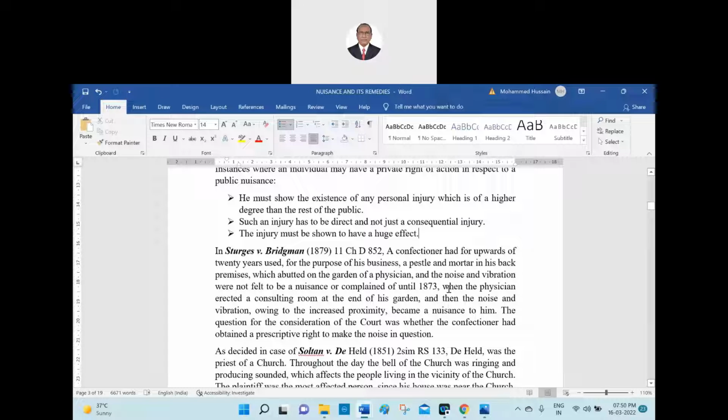Because when nuisance starts, this case law says, number 1, here a confectioner had for upward of 20 years used, who is a confectioner? A person who manufactures candies, chocolates, and such sweetened items is called a confectioner. And he is preparing the candies or chocolates, and for 20 years the machine is there, means the plant is there, means the factory is there. In the factory, for the purpose of this business they are using the pestle and mortar. Do you know anyone?